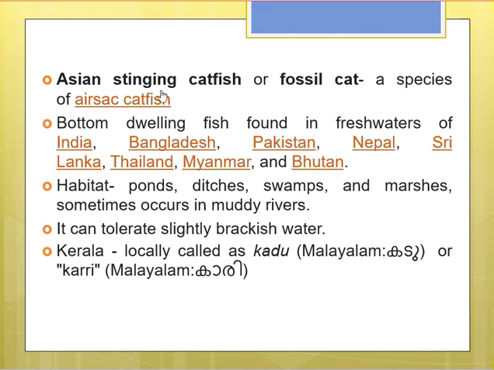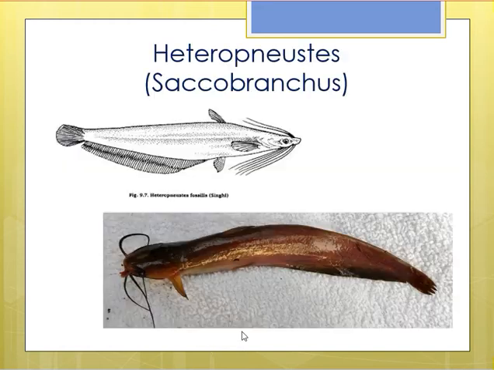This is also called the stinging catfish or fossil cat. It is a species of air sac catfish. And why is it called a catfish? It is because of the presence of these barbels. The presence of barbels gives the name catfish.